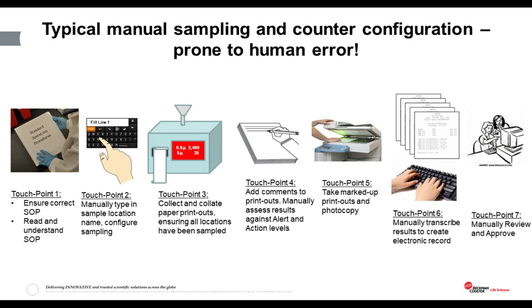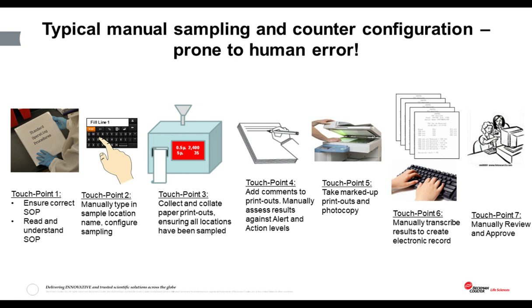Next, they print the sample results out and handwrite the comments onto the printout and sign it with their name to make it attributable. And then, at the end of each day, they manually type the results in to create the electronic record from all these pieces of paper they've created. And finally, the electronic record has to be reviewed by the supervisor, A, to ensure that all the samples have been taken correctly, and B, that the data in the electronic record matches the paper printouts.